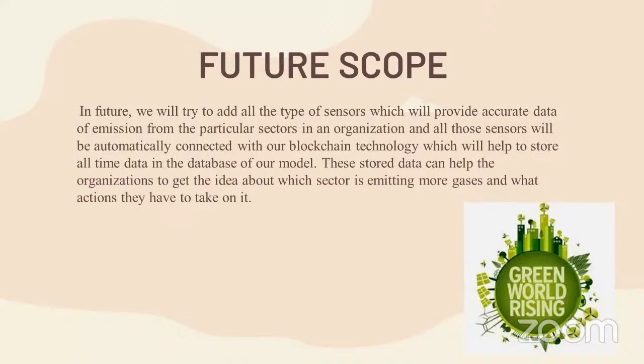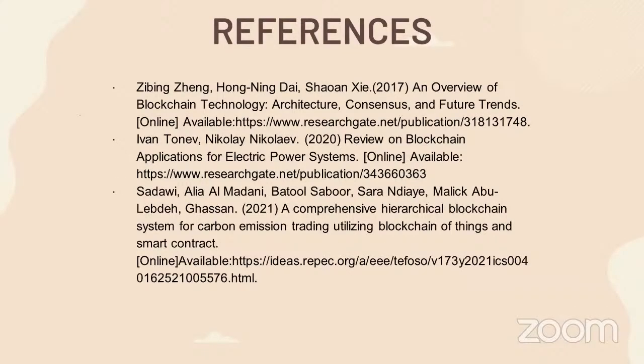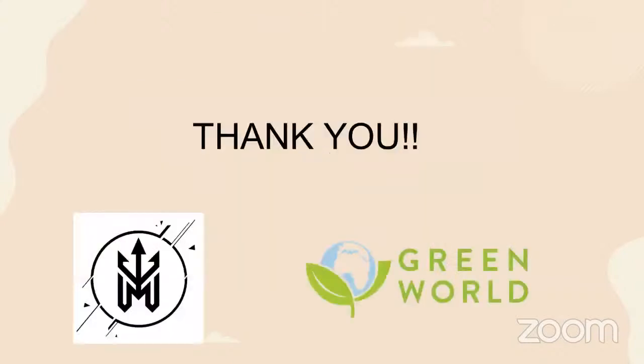In the future, we will try to add all types of sensors which will provide accurate data of emissions from particular sectors in an organization. All these sensors will be automatically connected to our blockchain technology, which will help to store all-time data in the database of our model. These stored data can help the organization get an idea about which sectors are emitting more gases and what action we should take on it. This is our references. Thank you.